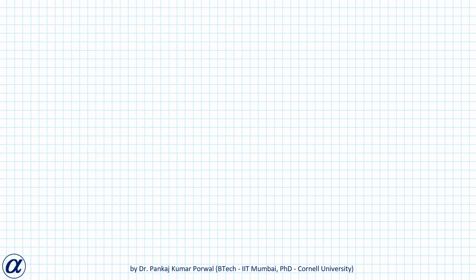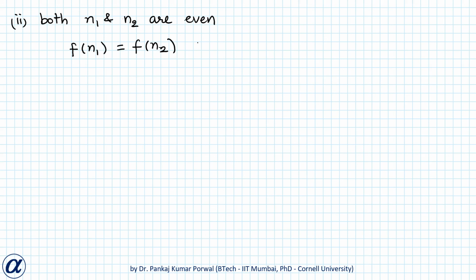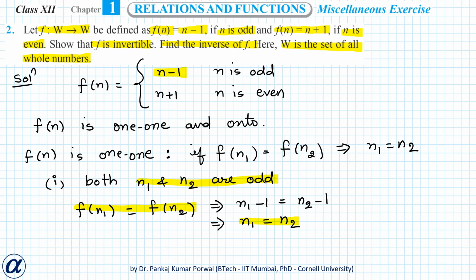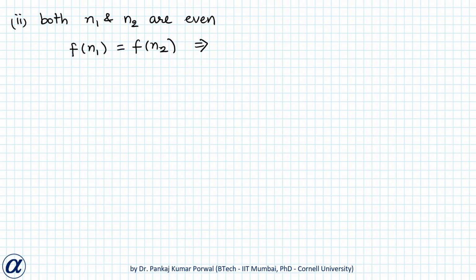Next, we'll have to consider when both n1 and n2 are even. In this case, f(n1) equals f(n2) will imply, because both n1 and n2 are even, we'll have to use this definition of the function which is applicable when n is even. So that is n1 plus 1 equals n2 plus 1. This implies n1 equals n2. So this is also proved.